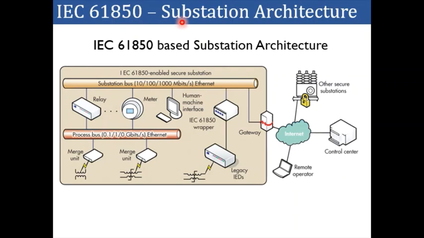Now let's first see the substation architecture in 61850 implementation. In 61850 based substation architecture, we will have two local area networks. One is called process bus and the second is called substation bus. Both are based on Ethernet and the speed will range from 10 Mbps to 1 Gbps in both of the cases. Now why we need two different local area networks?